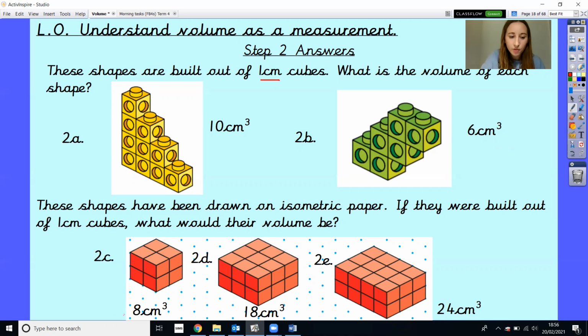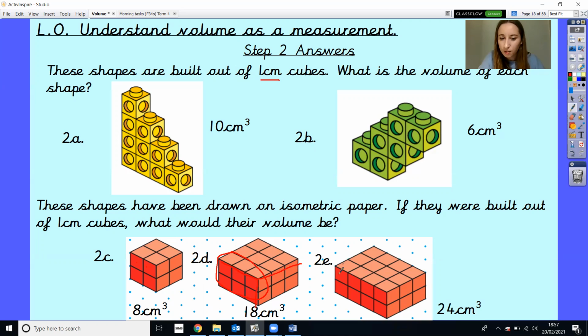For 2C, my volume is 8 centimeters cubed. I know I've got 1, 2, 3, 4 cubes here, and so I must have 4 cubes on the next part, okay? So I've got 8 cubes altogether, and they measure 1 centimeter cubed each. So my volume is 8 centimeters cubed. For 2D, I can see that my shape is 2 by 3 by 3. Okay, so this part here, these cubes, there are 6 of them. And then I've got 3 lots of that. 6 times 3 is 18. 18 centimeters cubed is my volume.